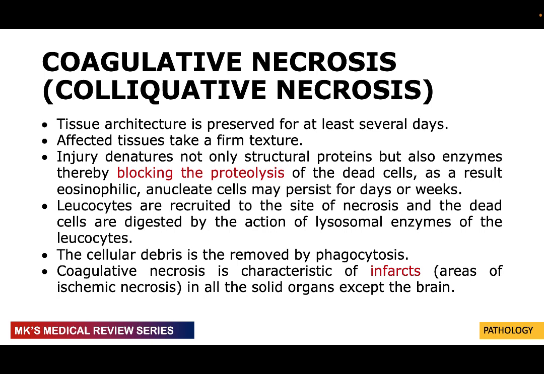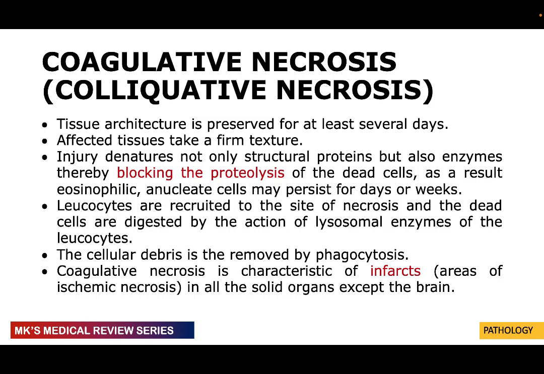So here, remember, you're cutting off the blood supply. Whenever blood supply has been cut off to an organ, the tissues begin to die and the enzymes are denatured. These enzymes are very important because they're involved in the process of autolysis and breakdown of certain components in the cell. So if these enzymes are denatured, it means that for several days the architecture of these tissues is going to be preserved, and the affected tissue actually takes on a very firm texture.